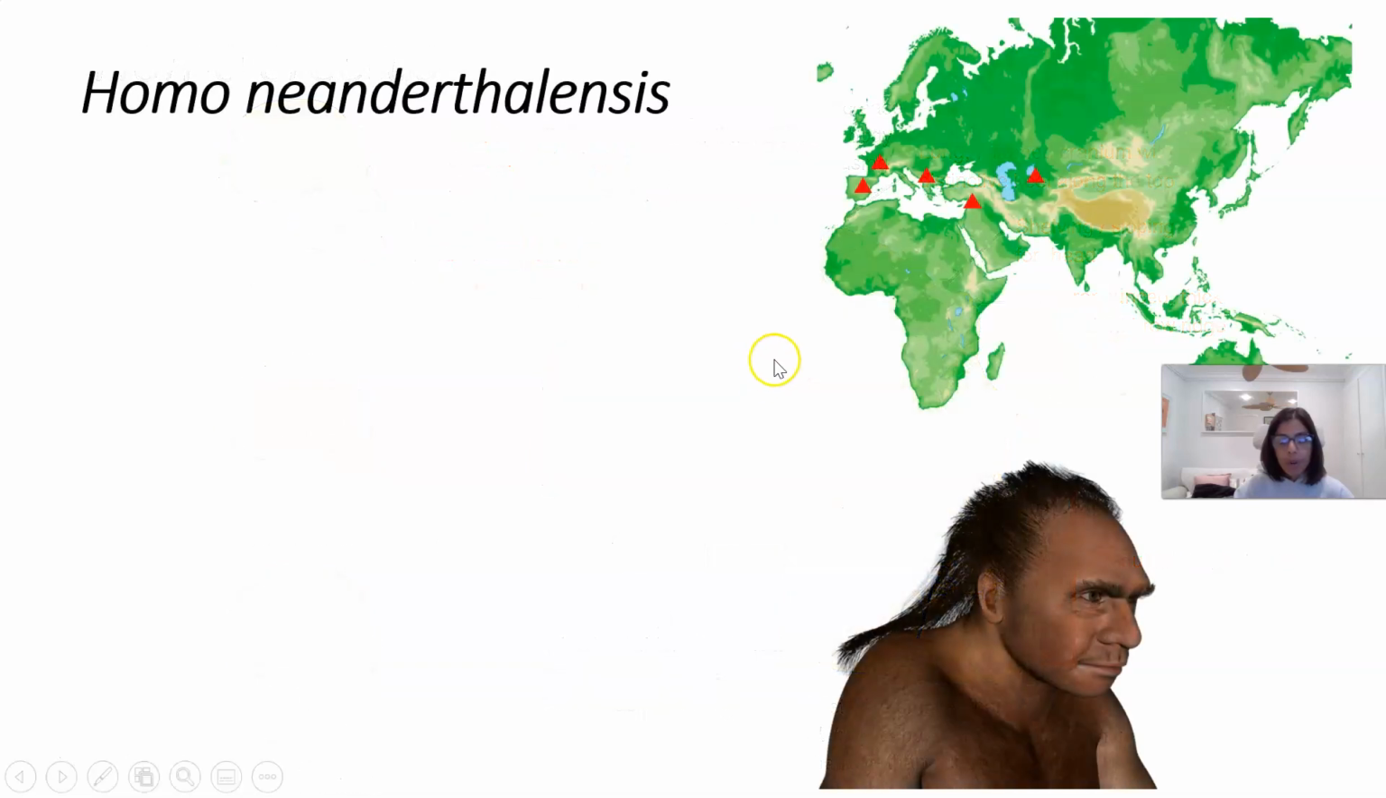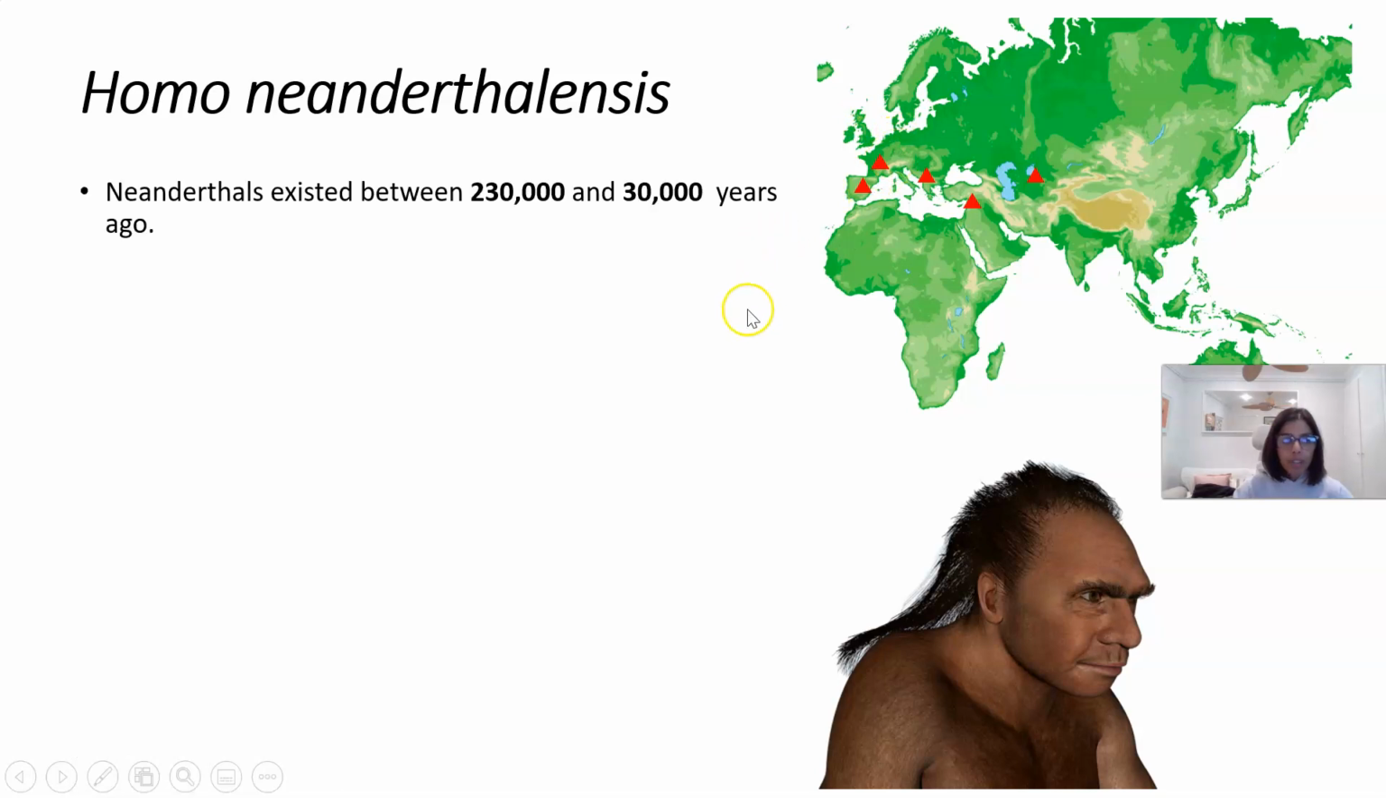Okay, now moving on to Homo neanderthalensis, we can see here quite notably the geographical shift. We've moved out of Africa now, and we're starting to enter Northern Europe. So we're not in Asia, not in Africa, we are moving towards Europe, and specifically Northern Europe. So Homo neanderthalensis lived anywhere between 230,000 years ago to 30,000 years ago, so our nearest common ancestor.